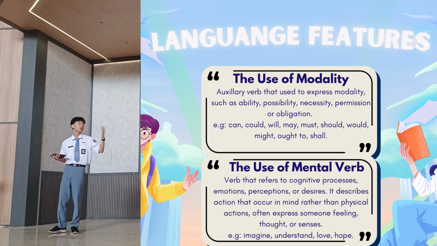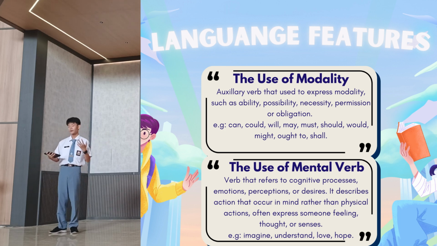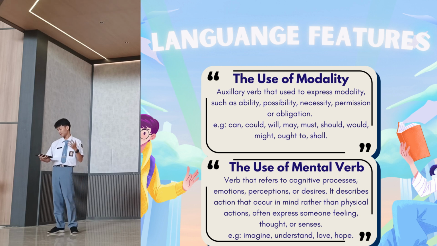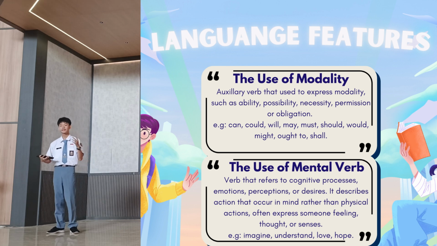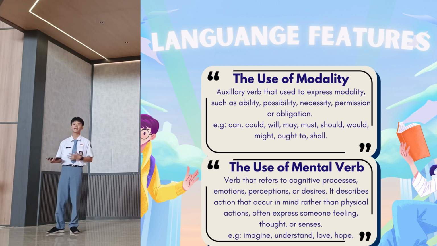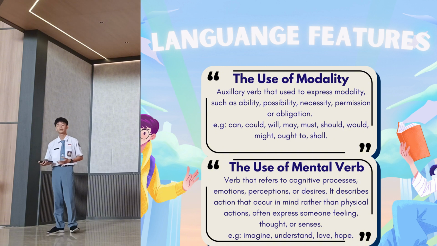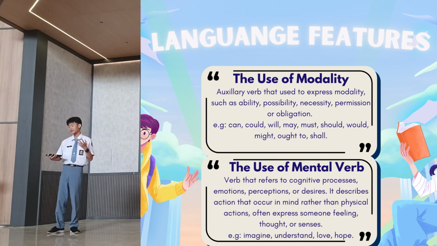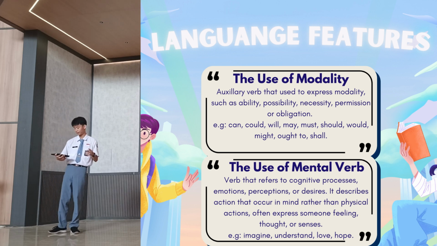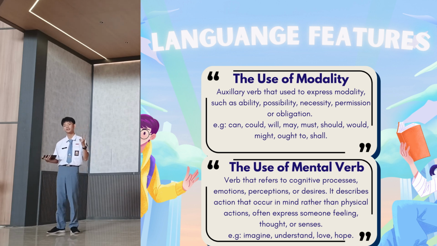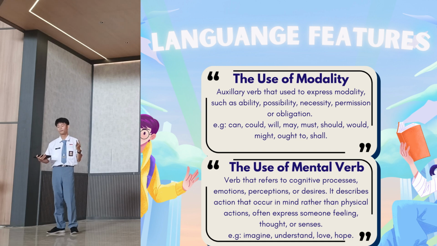The next one is the use of mental verbs. It is a verb that refers to cognitive processes, emotions, perceptions, or desires. It describes actions that occur in the mind rather than physical action. It often expresses someone's feeling, thought, or senses. For example, imagine, understand, love, and hope.